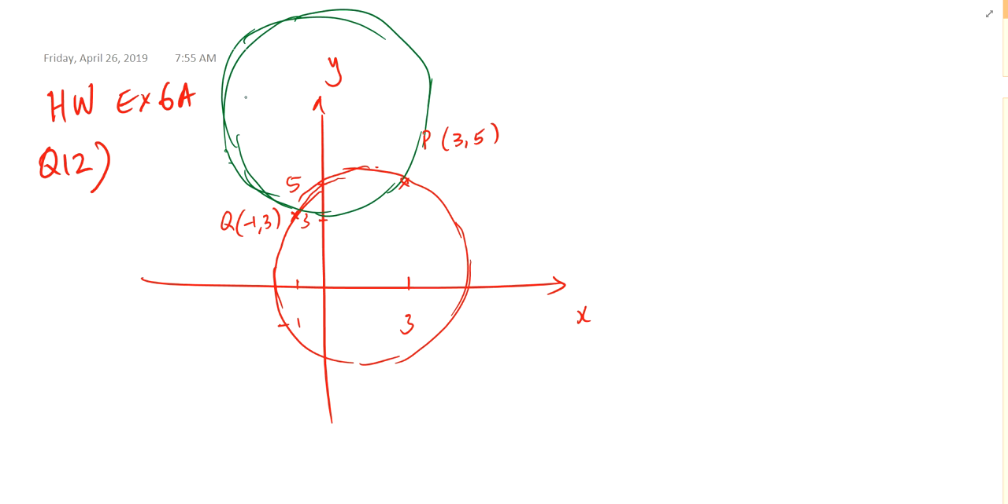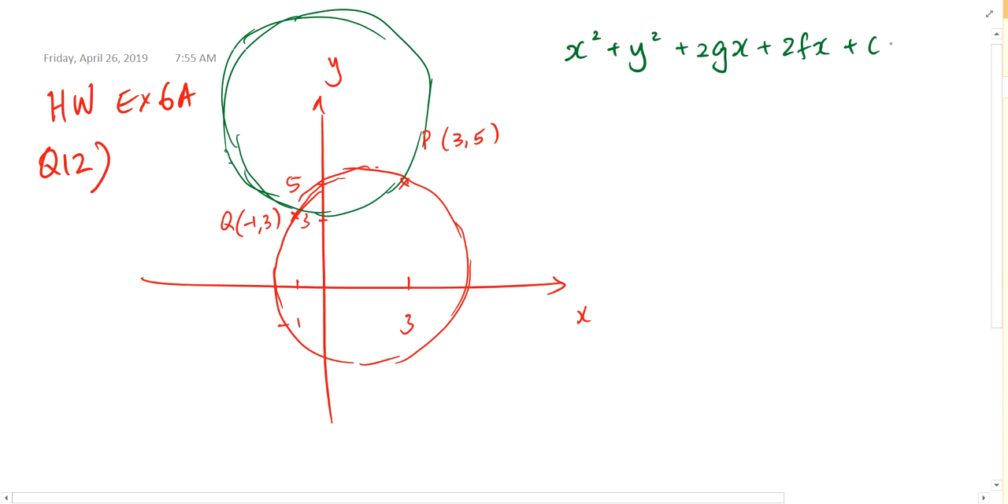How should we start with part 1? Finding the equation of the circle. Okay, yeah, fine. Let's write down the equation. What does the equation of a circle look like? X squared plus y squared plus 2gx plus 2fy plus c equals to 0. Is it right? Oh, so 2fy, yeah. Cannot have so many x, right?